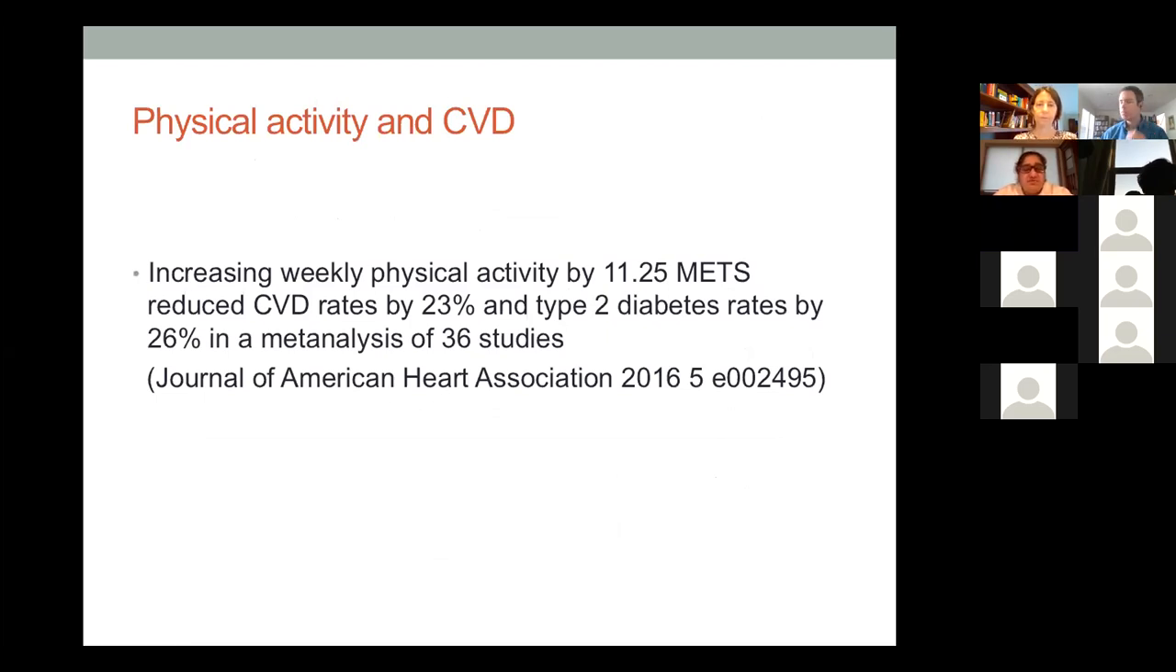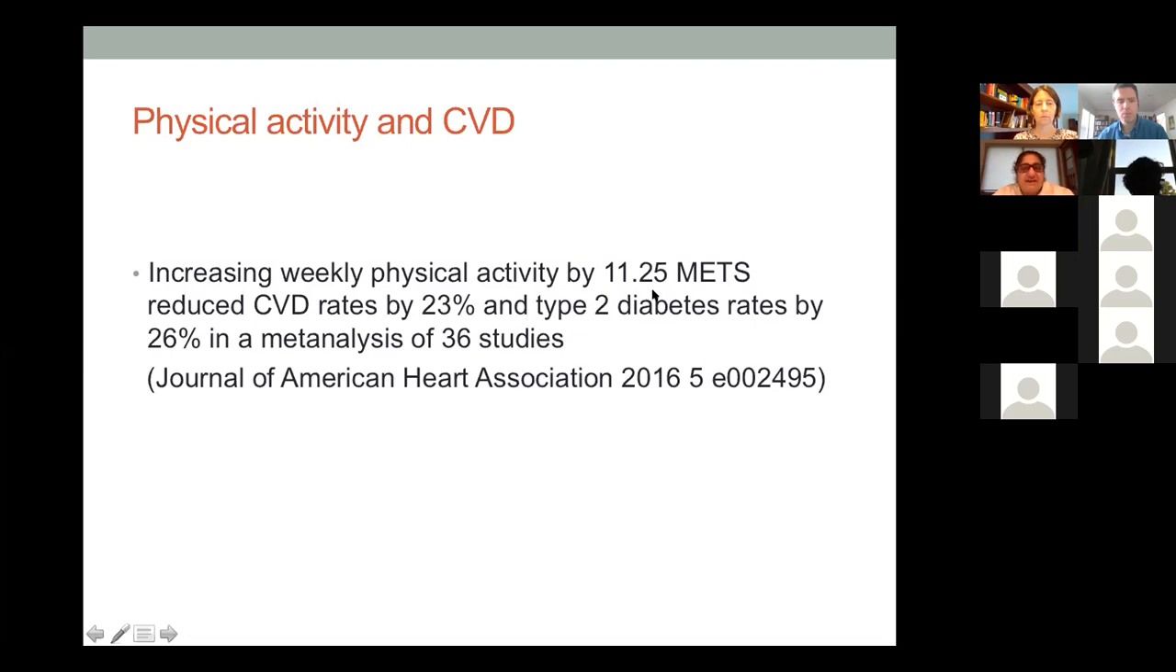Another study that was published in the Journal of the American Heart Association looked at a meta-analysis of 36 studies. And this is very useful to tell patients. If a patient increases their physical activity METs by a little over 11 METs per week. And this is not in patients with diabetes. This is in all comers, non-diabetics.